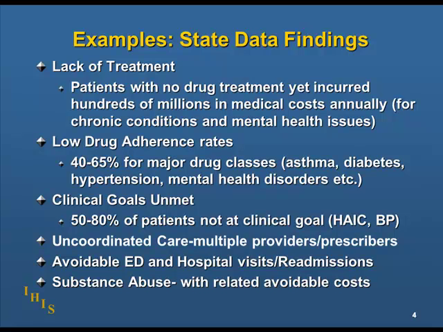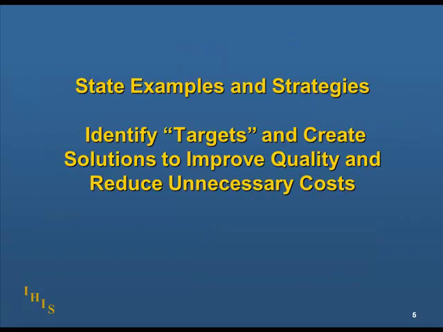And then uncoordinated care, which we've developed a whole set of indicators that I'm going to talk about and share with you. It really matters the number of prescribers, the number of physicians that are touching a patient, how many different pharmacies they're accessing for services, particularly avoidable ED and hospital visits, readmissions, and then substance abuse, as you heard earlier, is quite a problem.